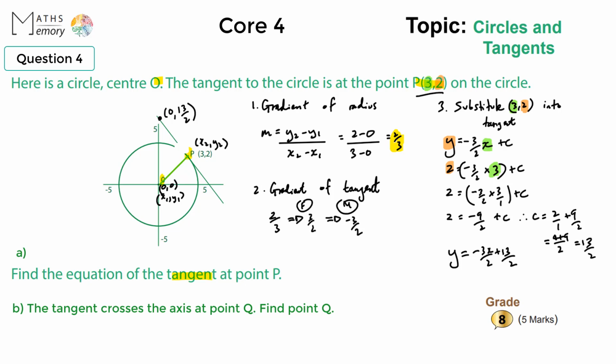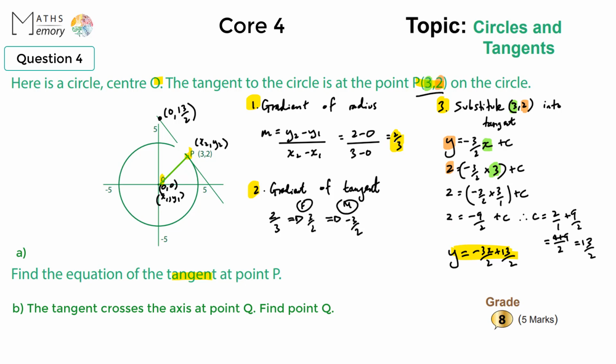That's your tangent. Those are your 3 steps for this. Make sure you understand that. Write that down somewhere because this is so important to understand. Step 1, gradient of radius. Step 2, gradient of tangent. Step 3, sub it in. This is your final tangent over here.